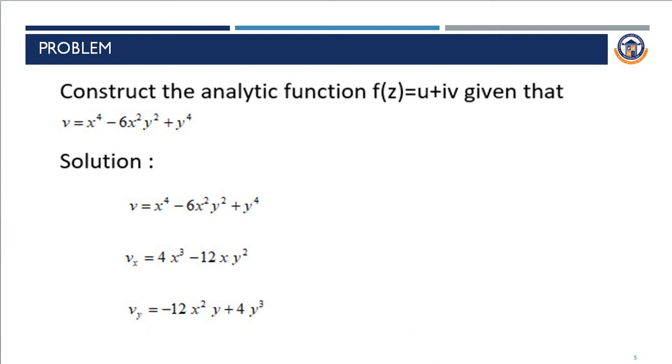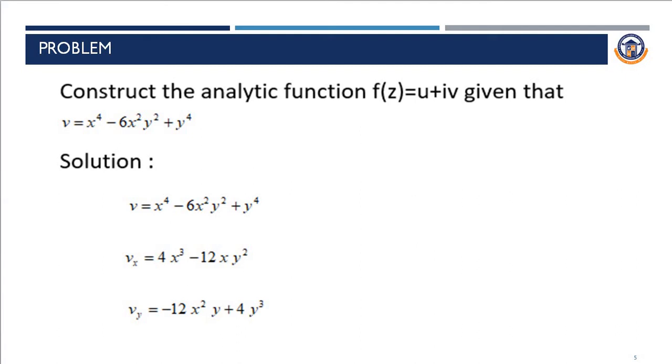First term is x power 4, second term is minus 6x squared y squared, plus third term is y power 4. First you have to differentiate partially with respect to x, that is Vx. Vx equal to differentiate the first term x power 4. Differentiation of x power n equal to n into x power n minus 1. Therefore differentiation of x power 4 equal to 4 into x cube.